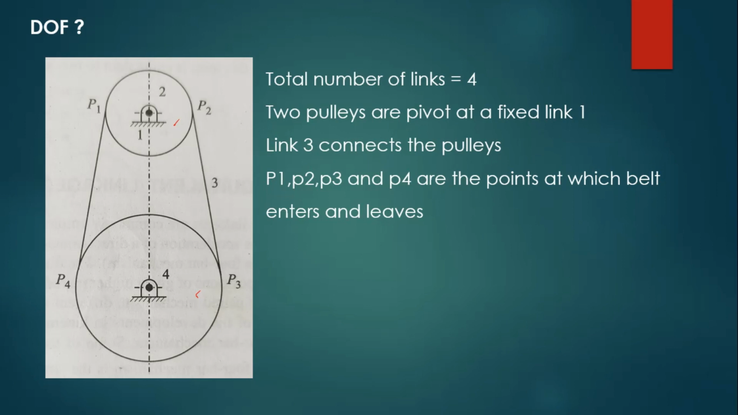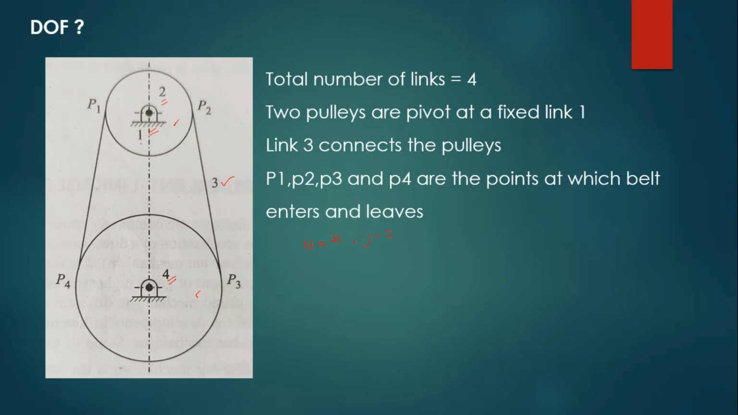See, the driver is pivoted with link 1. So the pivot point is link 1, and the driver is link 2, and the belt is link 3, and the driven is link 4, right? So n is equal to 4. And how many lower pairs are there? Here the surface contact or area contact. See, the driver and driven are connected with link 1 with a pivot point. So this is a lower pair. So 2 lower pairs are there.